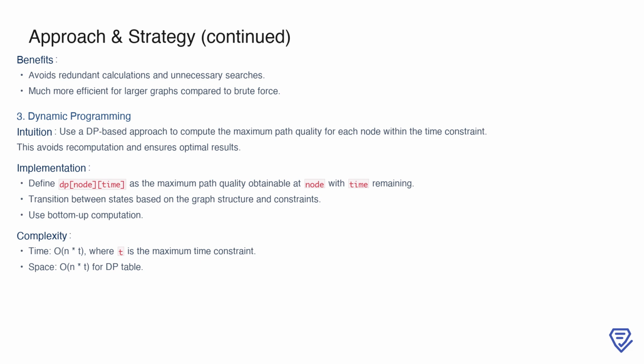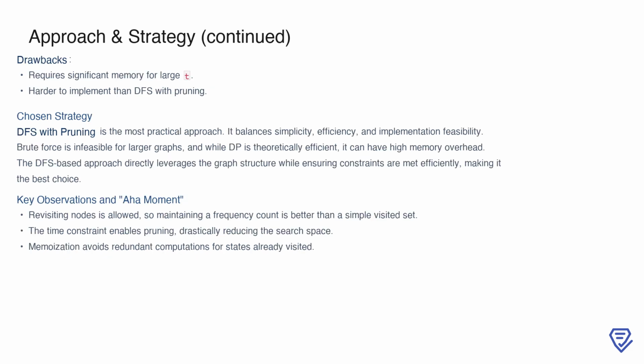The time complexity of this approach is O(n*t), where t is the maximum time allowed, and the space complexity is also O(n*t), due to the storage requirements of the DP table. The dynamic programming approach, while efficient in theory, has its own drawbacks. One major limitation is its memory usage. The space complexity can be prohibitive for large time constraints, as the DP table grows with the product of the number of nodes and the maximum time. Additionally, implementing this approach is more complex compared to DFS with pruning, which may increase the likelihood of errors during development.